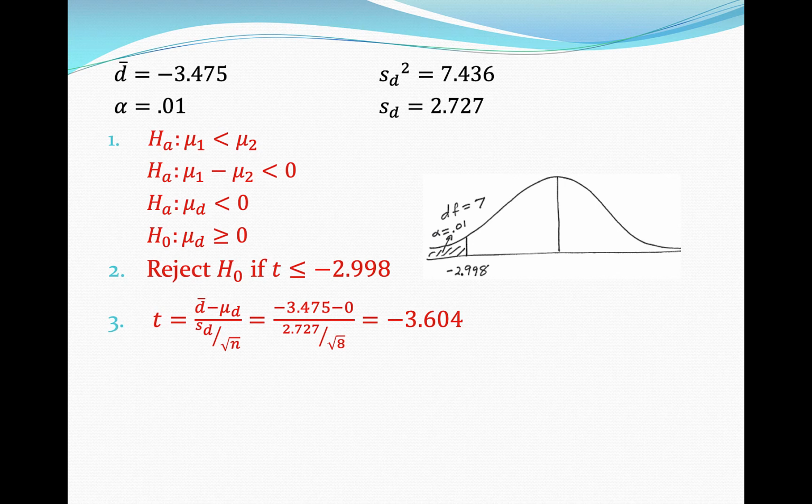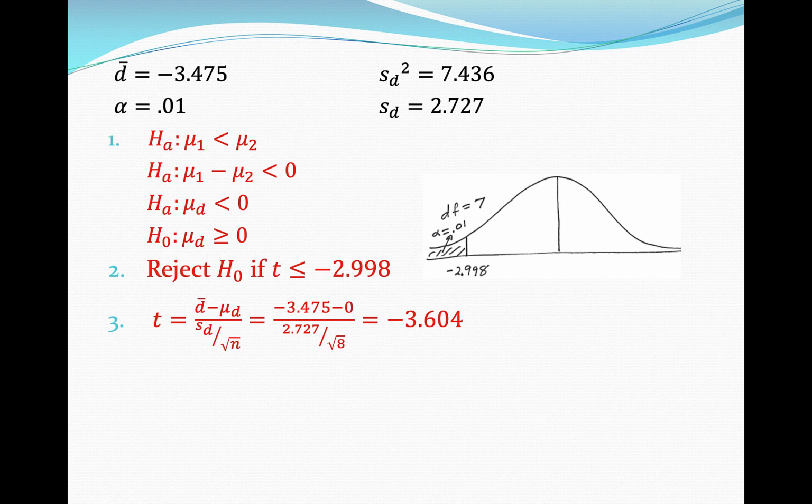The standard deviation of our differences is also given to us. That's 2.727. And we've already said that our sample size is 8. So it's just a matter of cranking through the math there, and you will get negative 3.604 for your test statistic. So step 4 is make your decision.